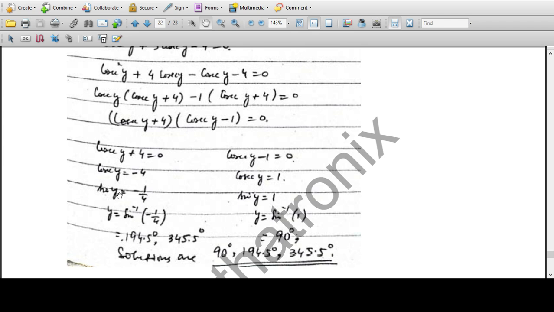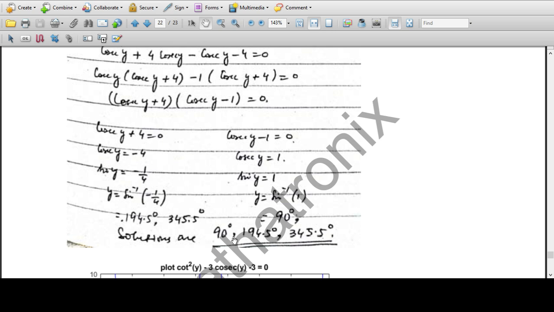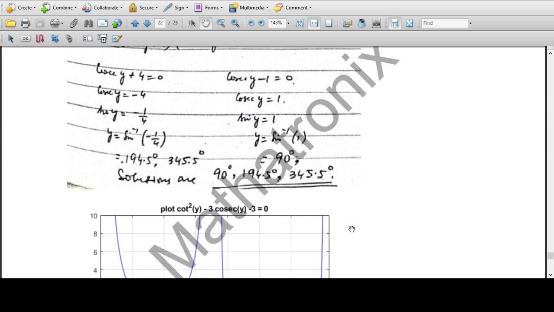So here this sin y is minus 1 upon 4. It is negative in the third and fourth quadrant, so in the third quadrant and fourth quadrant we have obtained these two solutions, and sin is positive in the first and second quadrant. This is the border of the first and second quadrant, 90 degrees. So y is positive. So we have these three solutions: 90 degrees, 194.5 and 345.5. Just plotted it.